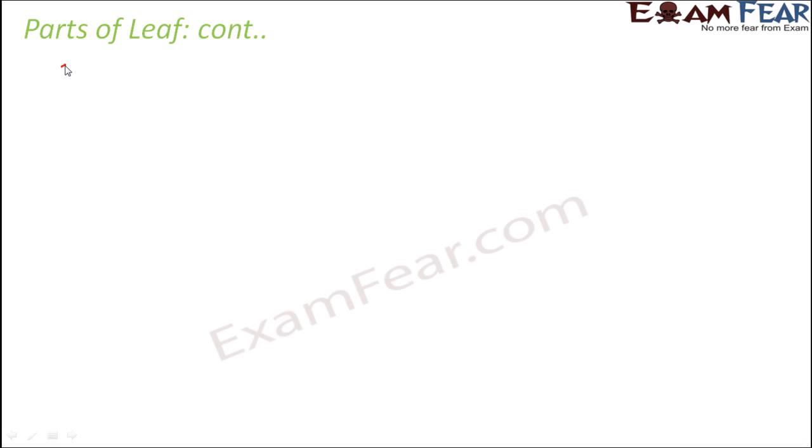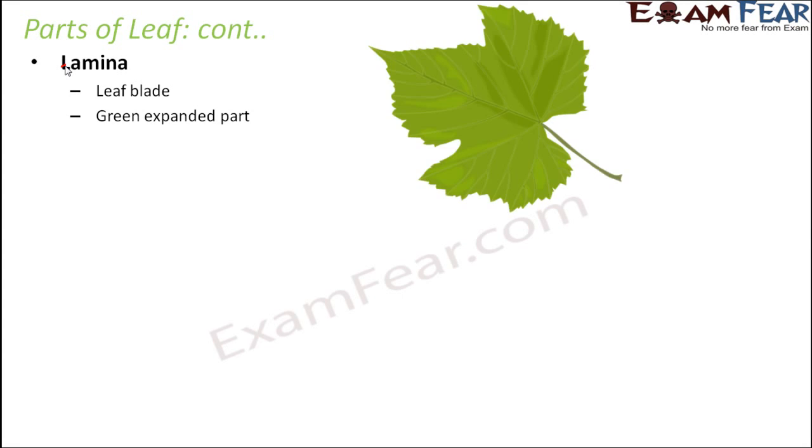Let us now talk about the different parts of a leaf in a little more detail: lamina, petiole, and leaf base. We will start our discussion with lamina. As I said, what is lamina? The green expanded part of the leaf which we can see. That is lamina, which is often also known as leaf blade. This is how your lamina looks. This entire green part of the leaf is lamina.